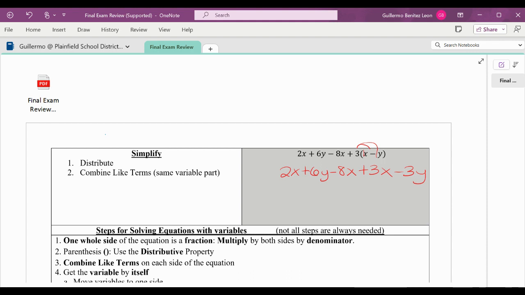After I distribute, I'm supposed to combine like terms. I have 3x terms. 2 minus 8 is negative 6. Negative 6 plus 3 is negative 3, so negative 3x. Now I'm going to combine the y terms. 6 minus 3 is positive 3y. That is all we have to do here. You do not need to get a single number. You do not need to get an equal sign.